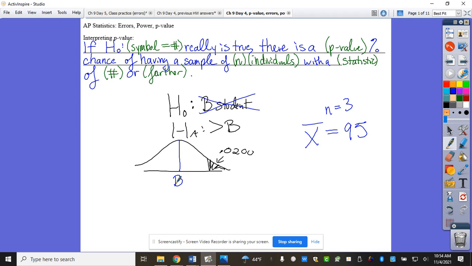Right? Without numbers, I'm making a distribution for a B student. So if I were a B student, the likelihood of me actually having an average of 95 is really, really unlikely. So maybe I didn't come from that distribution in the first place. That's the whole process of that saying.